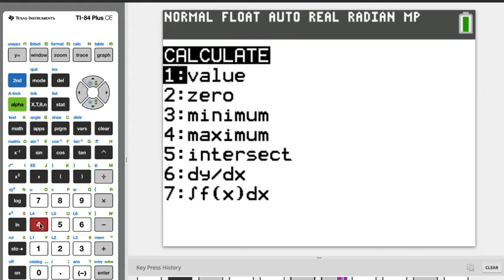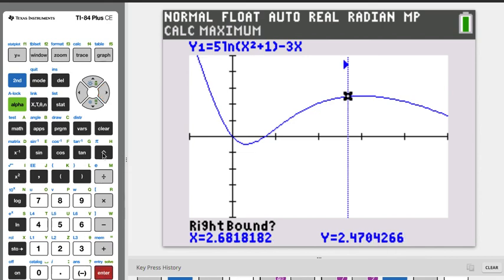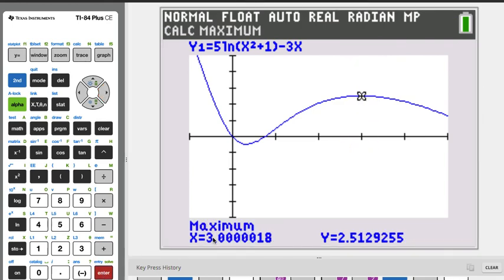And the max, over. Keep going. We know that it's somewhere around 3, and it may be right at 3, but it looks like it's pretty close to 3 at least. So here I know I'm to the left. Enter. Over until you know you're to the right. Enter. So the max is at 3, and the y value is 2.513, rounded to 3 decimal places. Okay? So there's how you do it using your calculator for those calculator problems.